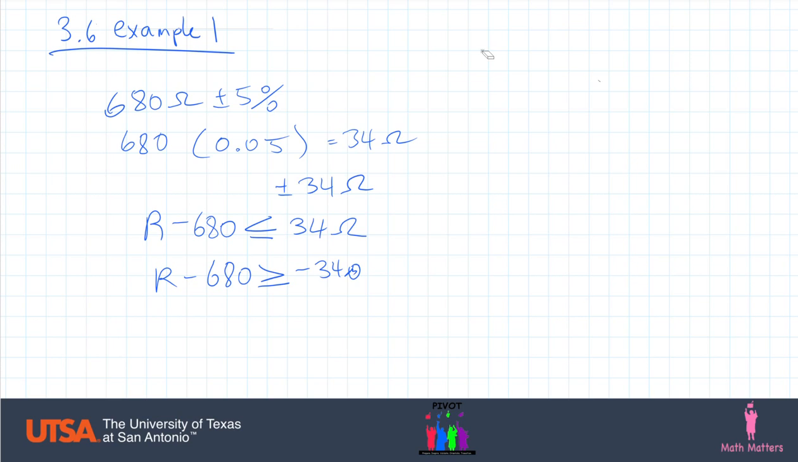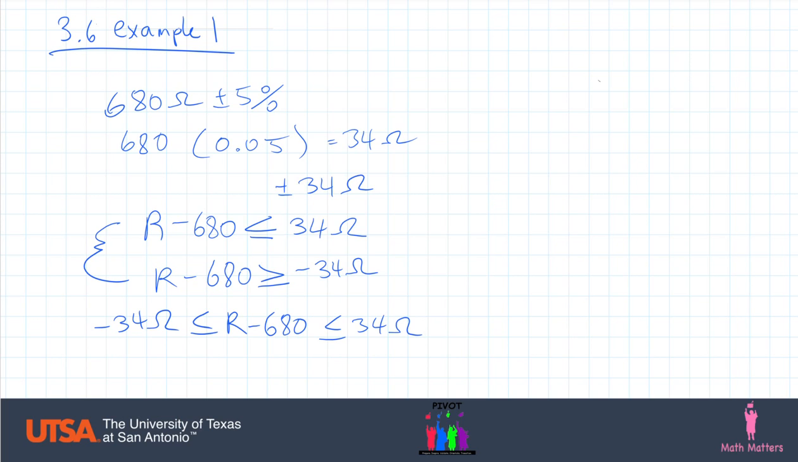But we can also rewrite this to make it a little easier to understand. So we have negative 34 ohms is less than or equal to R minus 680, which is less than or equal to 34 ohms. All I did in this step was just rearrange these two and combine them together.